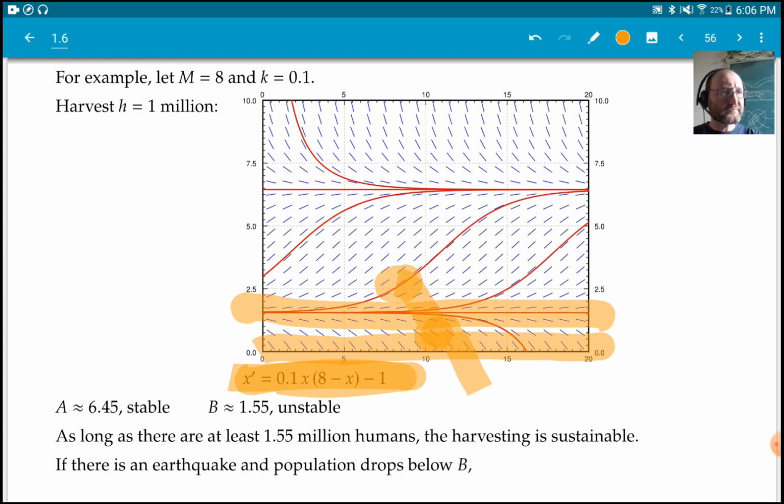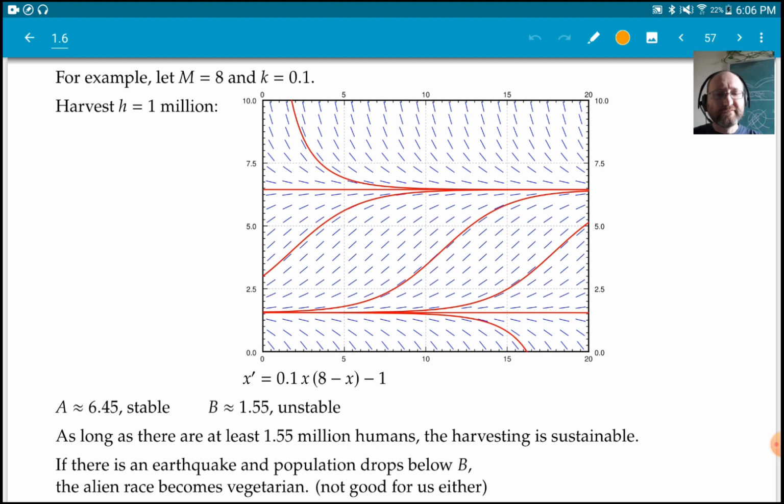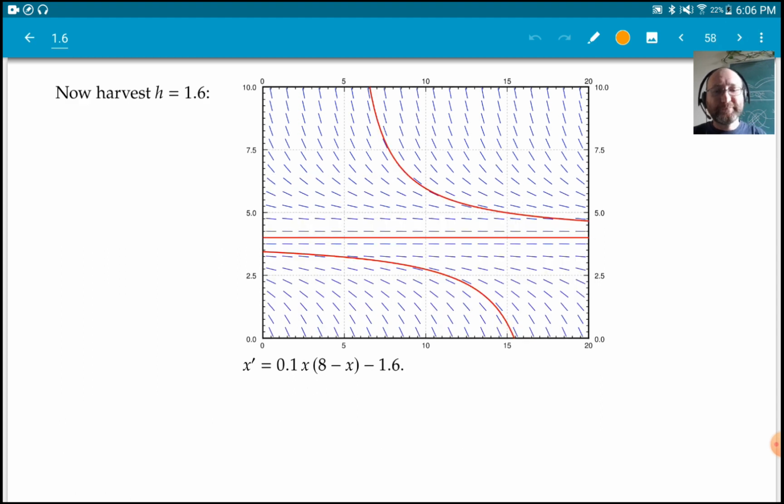But that's what would happen, right? So in that case, the aliens must become vegetarians, right? And it's not good for the humans either. I mean, they died out completely, right? So, but at least we got back at those evil aliens. All right. Now, what if the harvesting is 1.6?